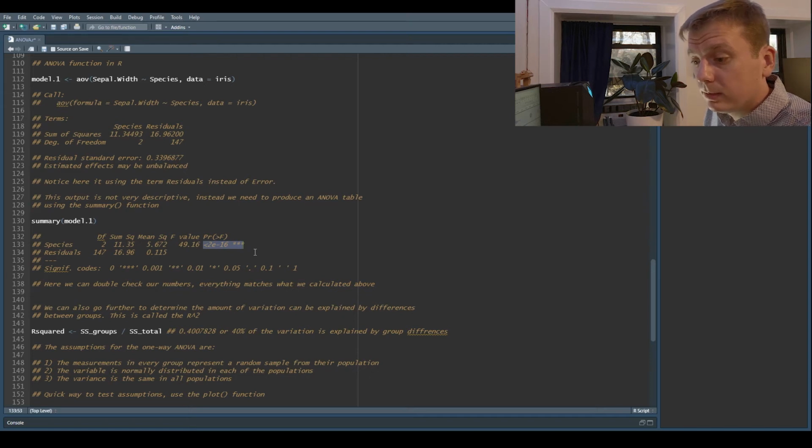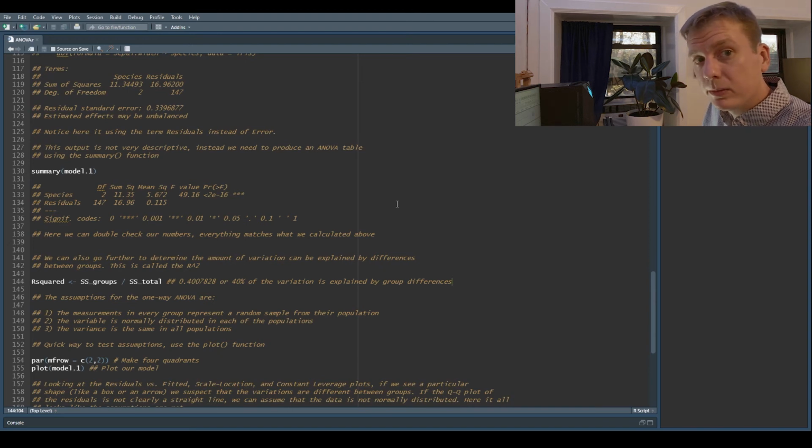For R, that basically means it's really, really, really tiny. You would report this as p is less than 0.001. And the results are consistent with what we found from our hand calculation. There is indeed a difference between our groups, though we're not sure which ones are different.